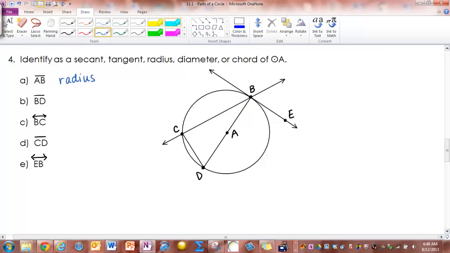The second one is going to be segment BD. Now in this case, we are connecting 2 points that are on the circle, B and D. So this is a type of chord, but we notice that it also goes through the center of the circle, which is A. So whenever this happens, that chord is now called a diameter.